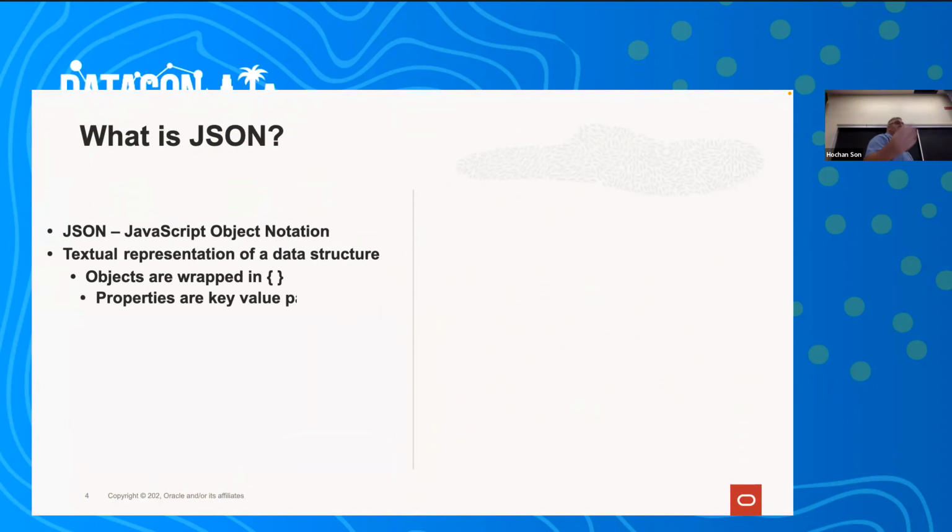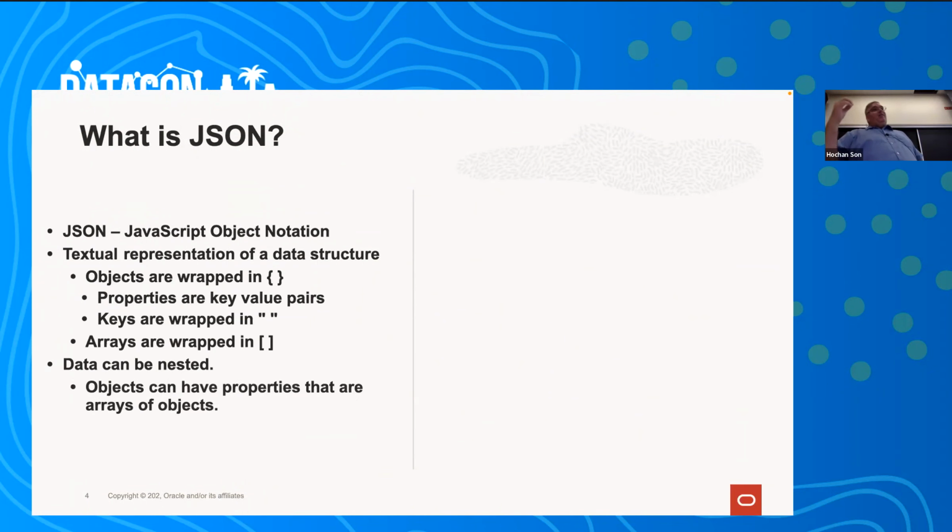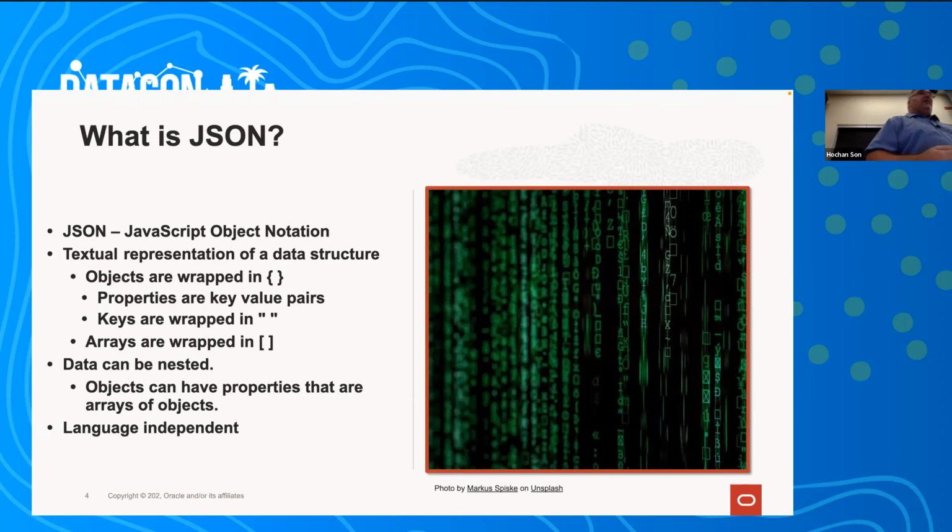So first of all, what is JSON? JSON is an acronym. We love acronyms in technology. This acronym stands for JavaScript Object Notation. For the purposes of this session, we just need to remember that JSON is a textual representation of a data structure. So it's a string. And when it comes time for inserting, you'll see we just treat it as a string.